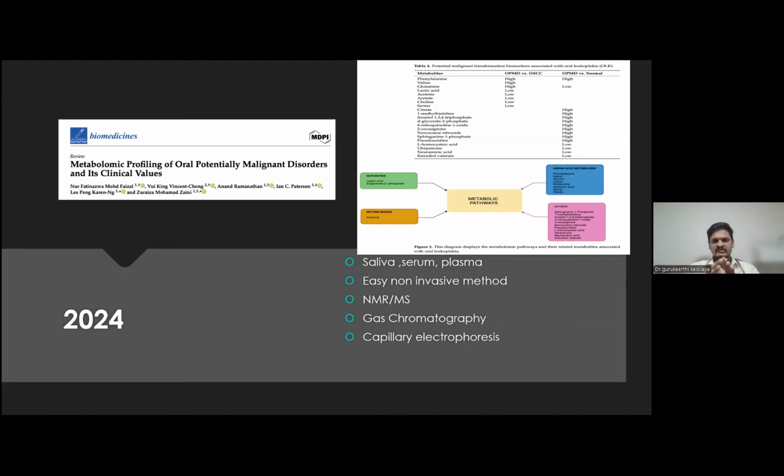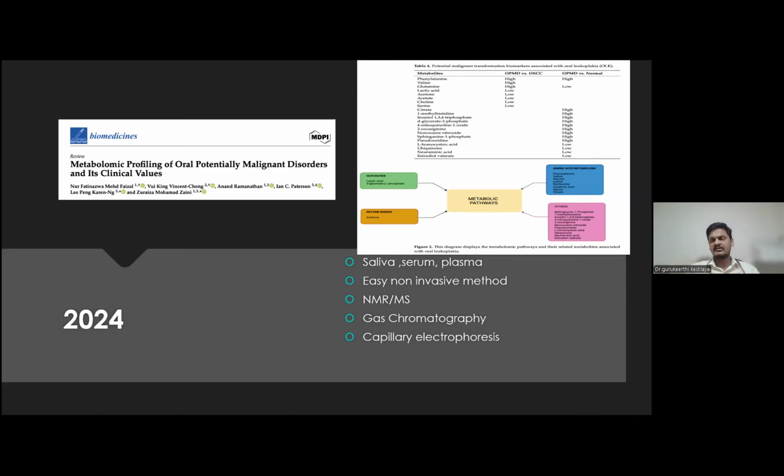So they looked into the levels of byproducts when OPMDs are converting into malignant lesions. They found out that a few of the byproducts like phenylalanine, valine, and glutamine amino acids are increased in levels when OPMDs have a higher chance of malignant transformation. Hence this can be utilized in various oral screening programs where we can pick up the early lesions and start the treatment as early as possible.